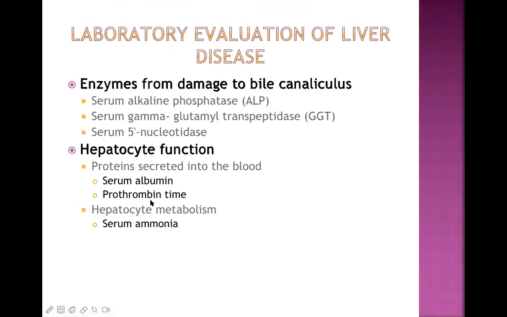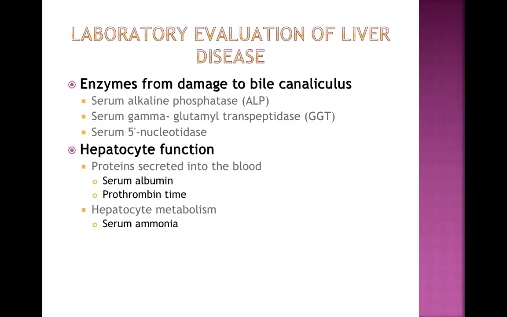Now, another type of laboratory evaluation of liver disease would be enzymes which are leaked from the damage of biliary canaliculi or biliary duct. And the important enzyme here is alkaline phosphatase. You already know this because it is high in obstructive type of jaundice or cholestatic jaundice.